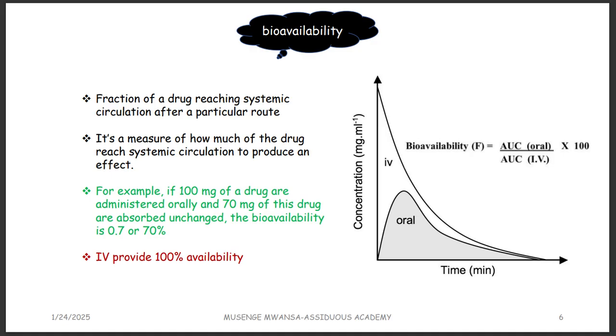Why is that? Because if I inject a drug in the blood vessel, it is direct, it's already in the blood vessel. And we are saying bioavailability is the fraction that is reaching systemic circulation. Systemic circulation means that the drug reaches the blood. So if a drug is already in the blood, that is already bioavailability. So the IV route has 100% bioavailability.